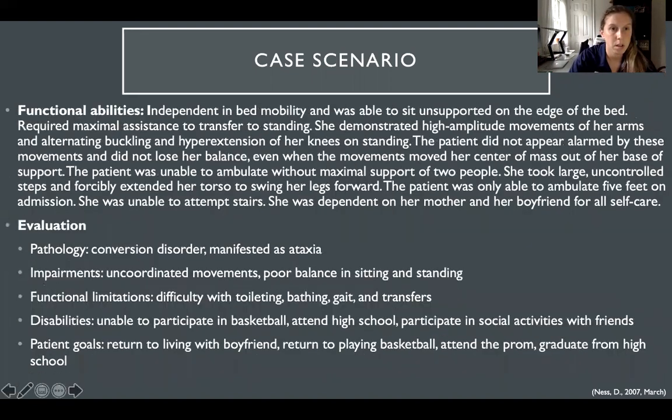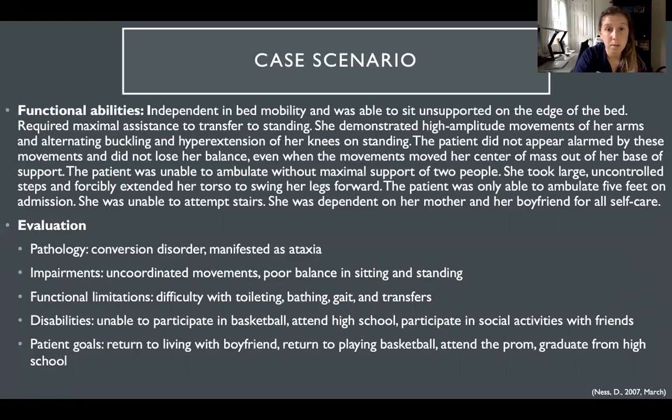So, as far as functional ability, she was independent in bed mobility and was able to sit up unsupported on the edge of the bed, required max assist to transfer to standing. She demonstrated high amplitude movements of her arms, and alternating buckling and hyperextension of her knees when she stood. She did not appear alarmed by these movements and did not lose her balance, even when the movements moved her center of mass out of her base of support.